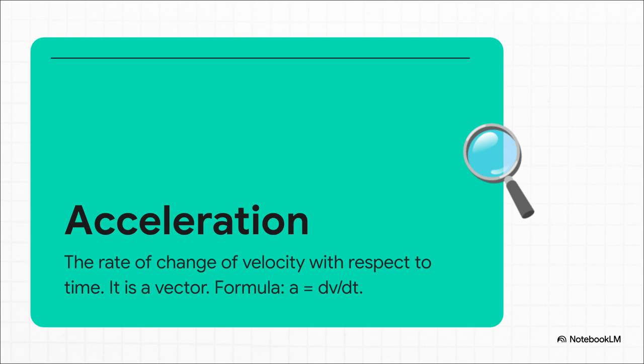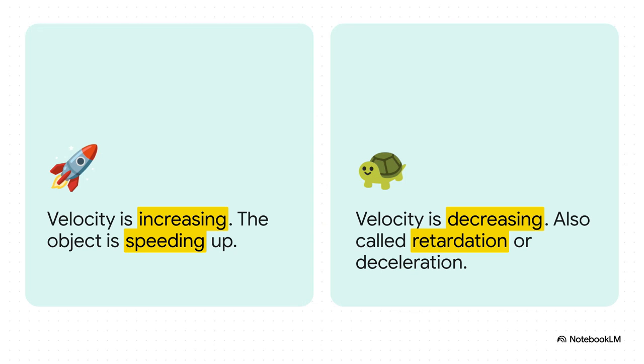And that little formula you see, a equals dv over dt, that's just the physics shorthand for acceleration equals the change in velocity, dv, over the change in time, dt. That's it. Okay, so this whole concept really boils down to two main ideas. Positive acceleration, that just means you're speeding up. Negative acceleration, you're slowing down. Now, you might also hear this called deceleration, or in some really old textbooks, retardation. Don't worry, they all mean exactly the same thing.